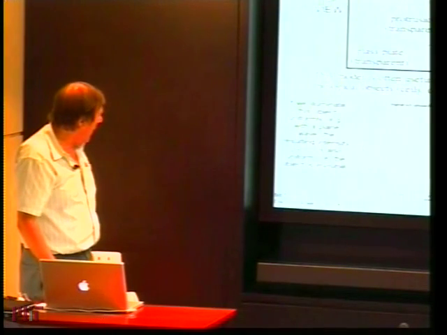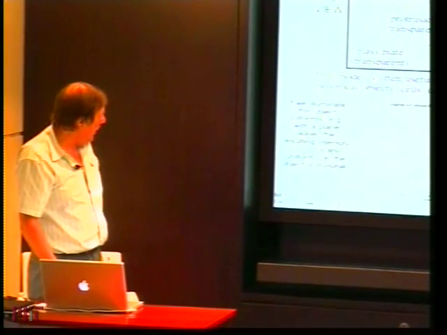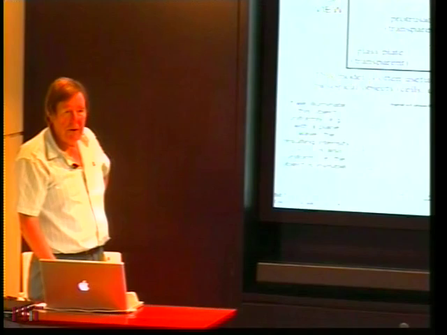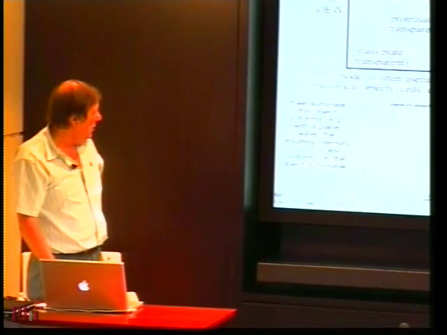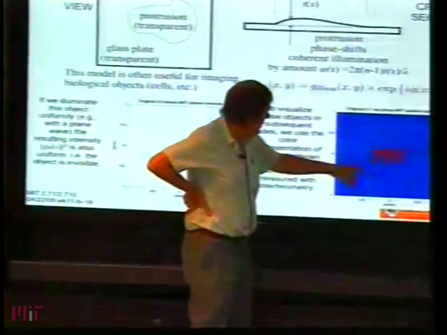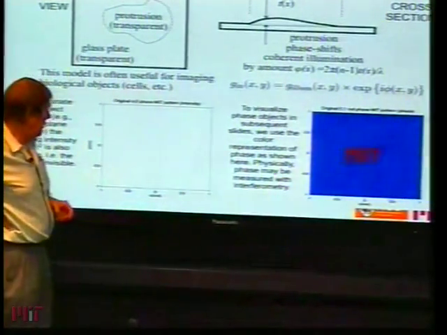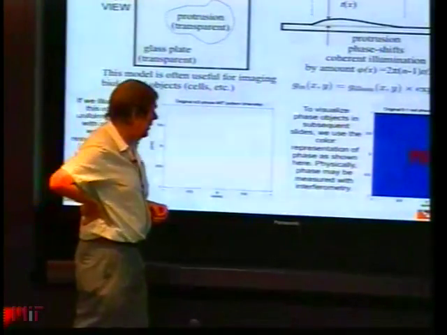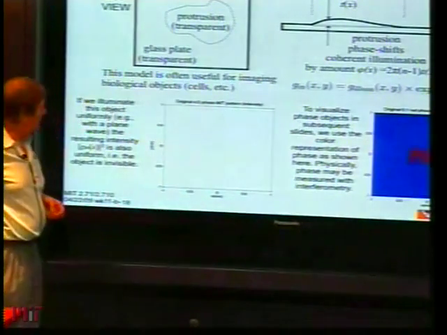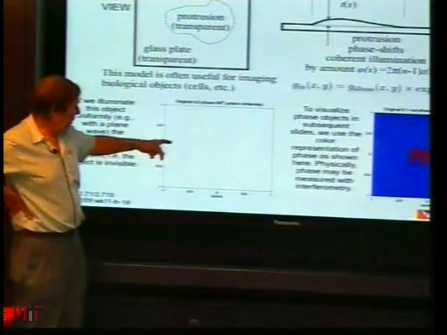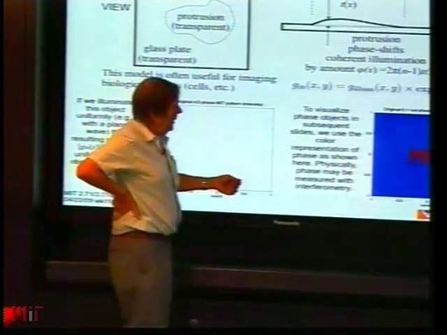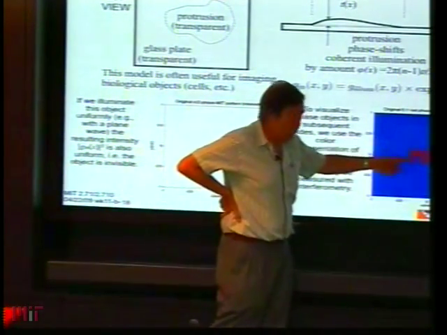What we're now going to look at is back to this MIT pattern, and we're going to think of an MIT pattern which is now not a binary object, but a phase object. So imagine that this is our object. This represents phase. So red represents a phase change of 0.1 of a radian. And this one shows the modulus of this object, which we're assuming is completely uniform. It's a pure phase object.